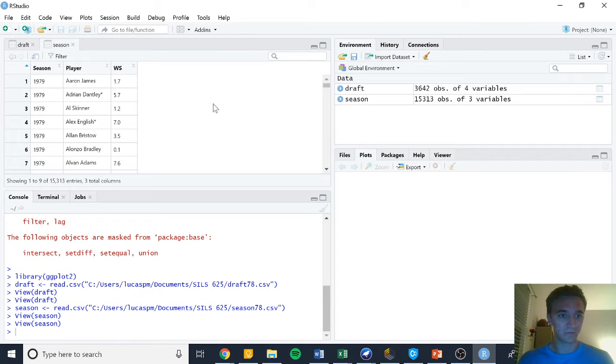So we got this data now. So now the goal I had was to both merge these data sets into one usable thing, and then also to clean the data, because there's only one listing in the draft table for each player that was drafted, but there's many entries in this season table, because a player could play 16 years, so they would have 16 entries. Each season they're going to have a different win share.